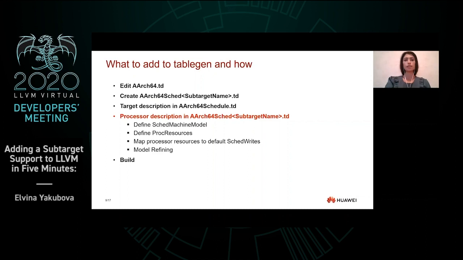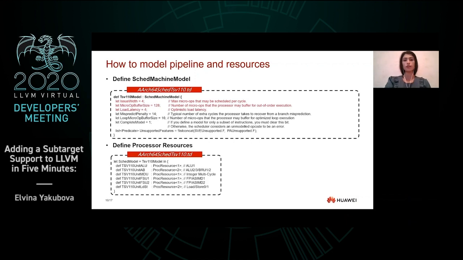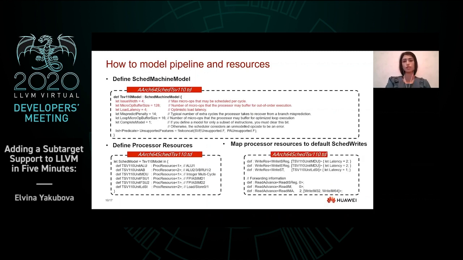In the subtarget-specific file, you should describe your processor features. For doing this, define SchedMachineModel based on information you have about the specific CPU. It includes things like issue width, micro-op buffer size, load latency, etc. Then you define processor resources which impact scheduling. And finally, you can link processor units and latencies to the scheduling categories which were defined in the previous step. Basically, after this, you are done with the minimal model description.